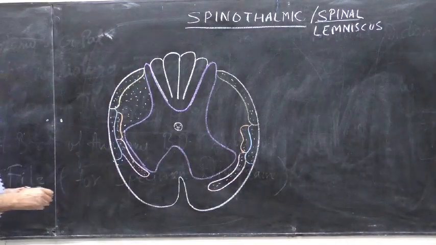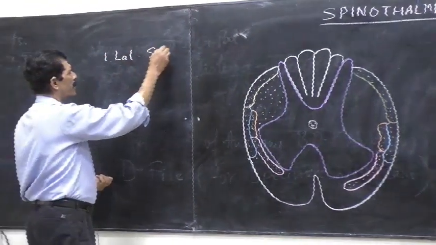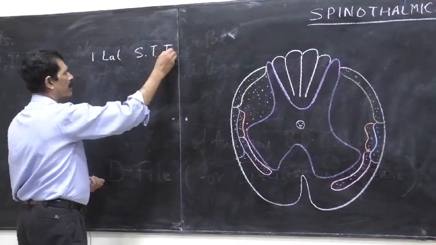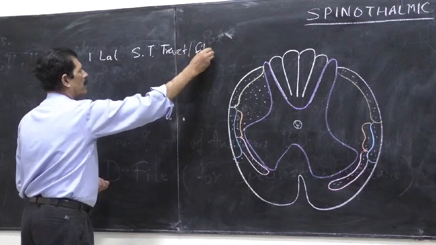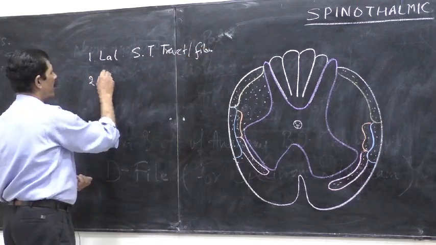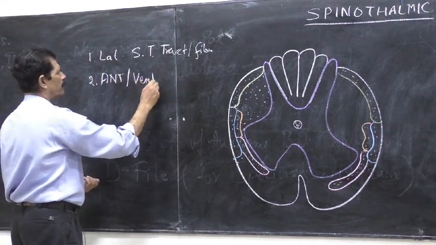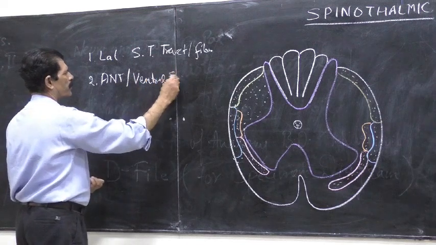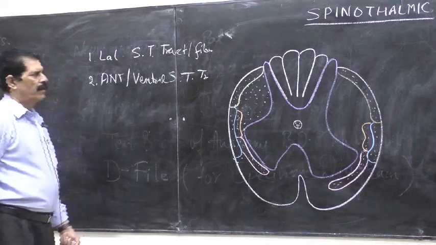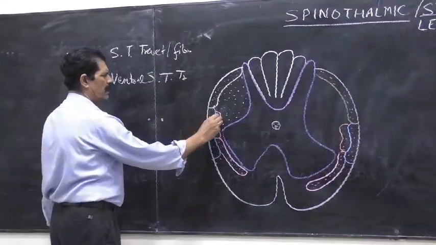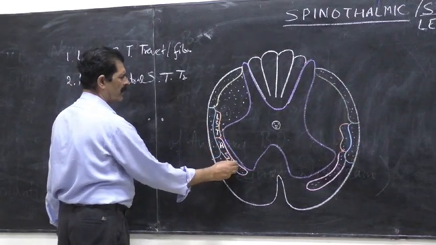So there are two types of the spinothalamic. One is called the lateral spinothalamic tract or fibers, and the second one is the anterior, also called the ventral spinothalamic tract. So this is the lateral spinothalamic and this is the anterior spinothalamic tract.